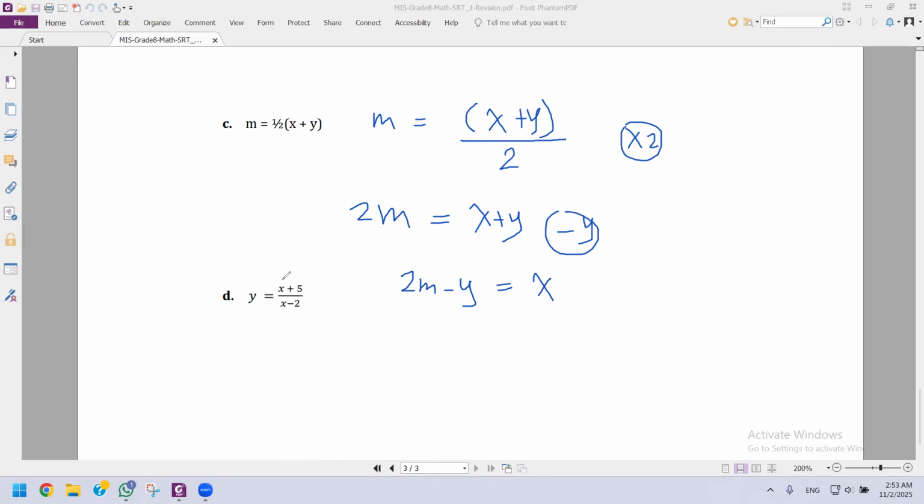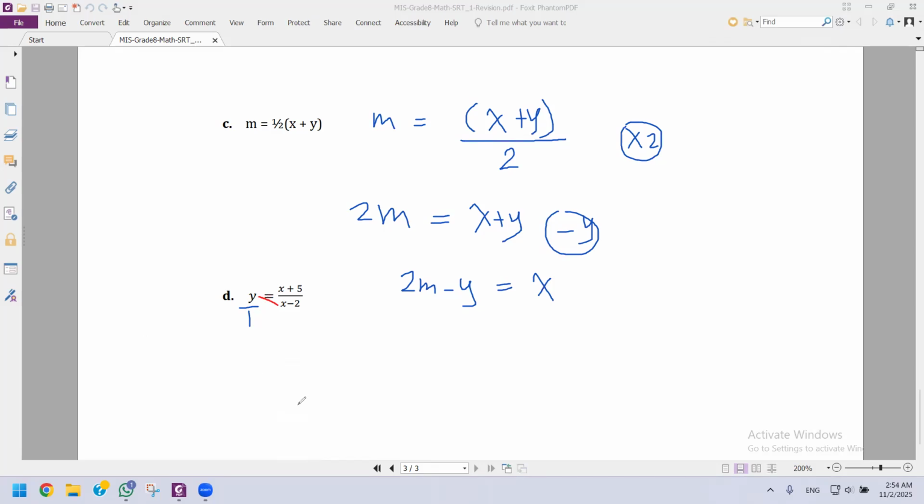We have y is equal to x plus 5 over x minus 2. Now this one, how can I simplify it? I have x up and x down. When I have a fraction equal to another fraction, I will do something called cross multiplication. Okay, but teacher, here we don't have a fraction. We have x plus 5 over x minus 2, but y is not a fraction. Okay, can I make it a fraction? Yes, how? Over 1. Now what do we do? Cross multiplication.